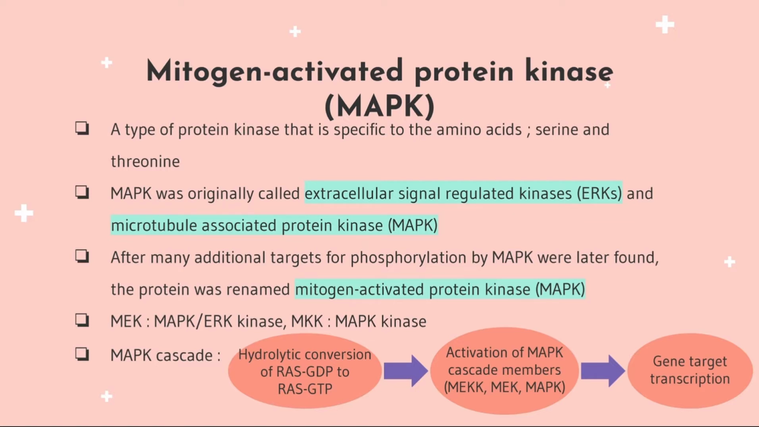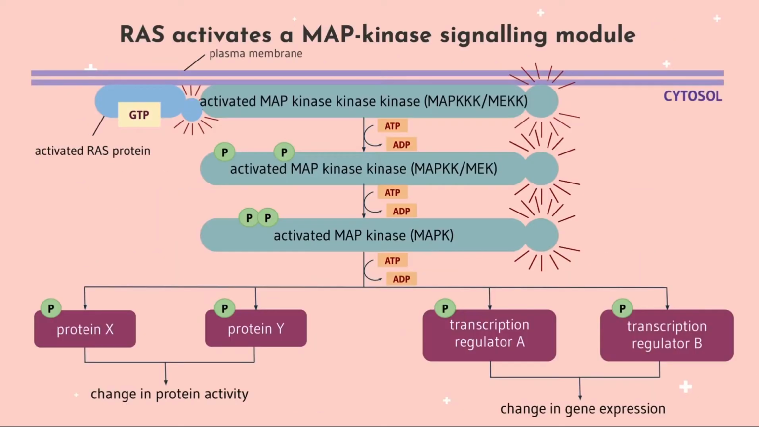The MAPK cascade will result in gene target transcription in the nucleus. RAS activates a MAP-kinase signaling module. An activated RAS protein will result in activated MEKK, MEK, and MAPK. This MAPK will cause change in protein activity and change in gene expression in the nucleus.